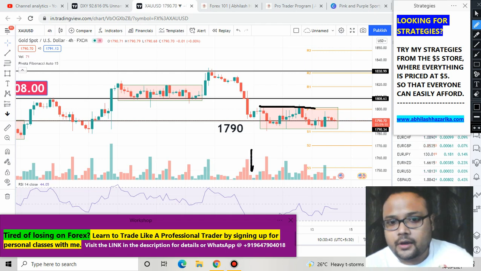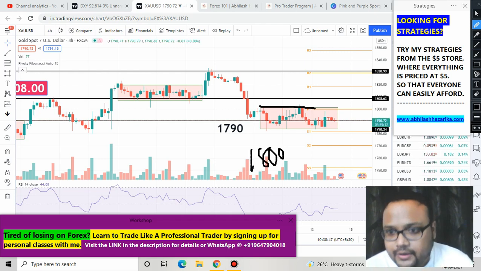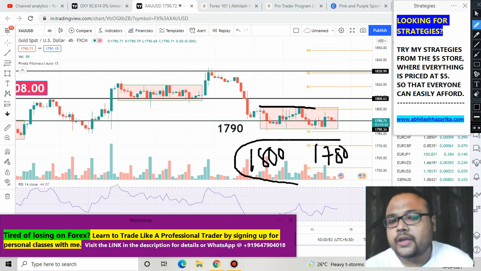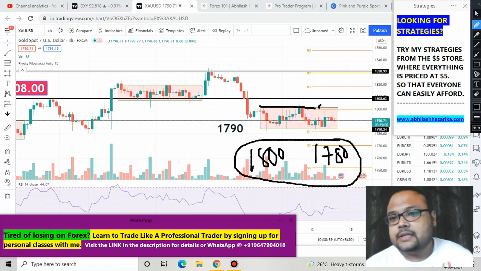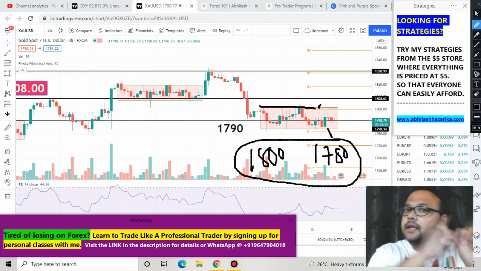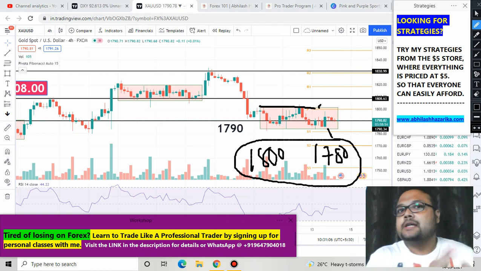The upper level is 1800, and at the bottom you have got 1780. So this is the narrow range for the gold right now. So in case it crosses this level, you can think about buying, and in case it crosses this level, you can think about selling. Just confirm with the chart of DXY, because that is the main market driving factor right now.